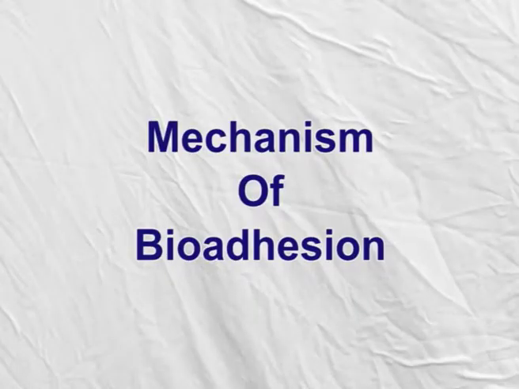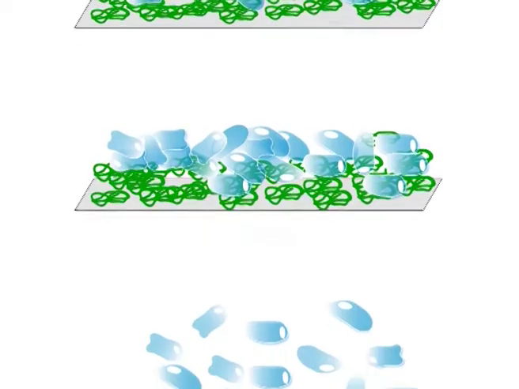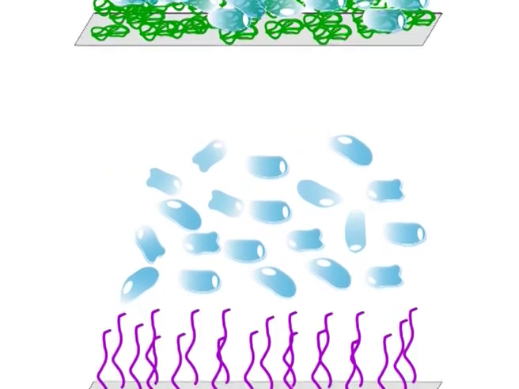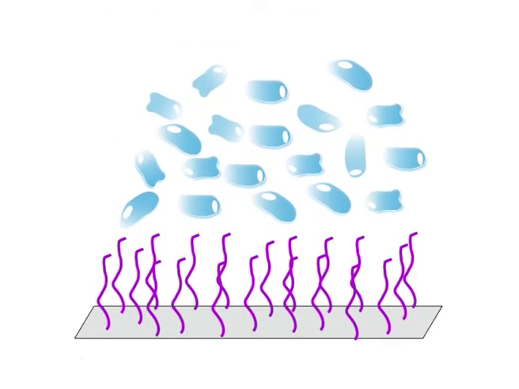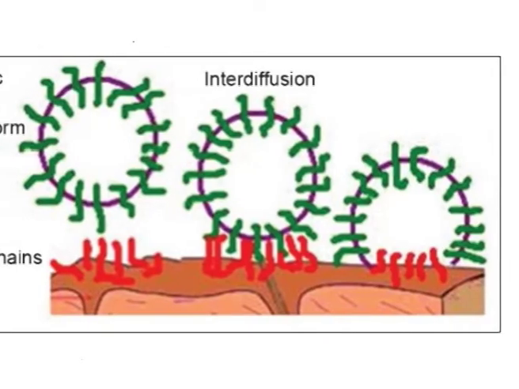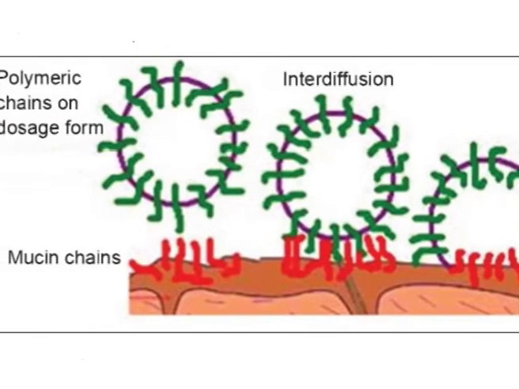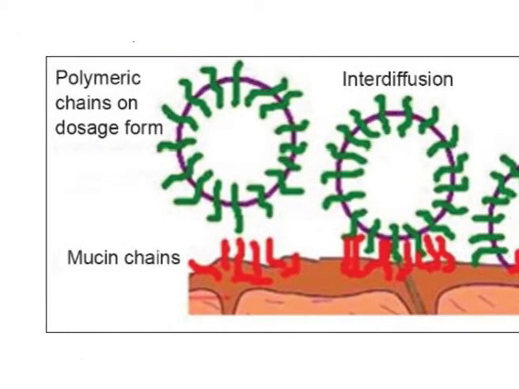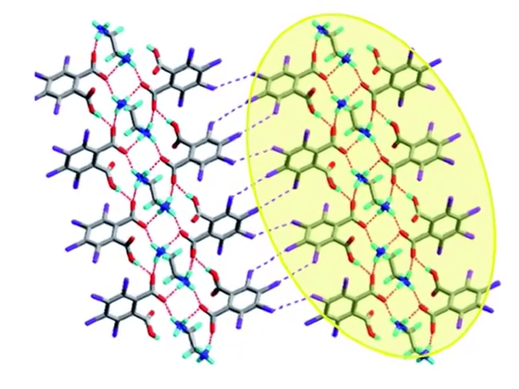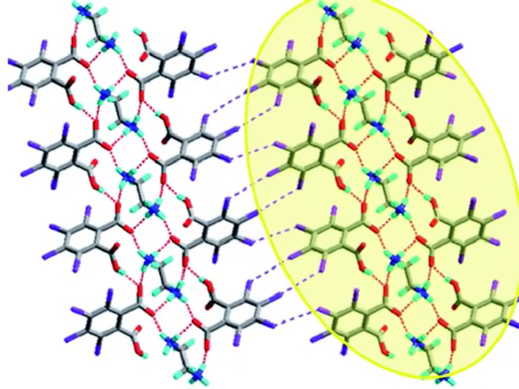Now come to another important aspect, that is the mechanism of bioadhesion. There are 3 steps involved in the formation of bioadhesive bonds with the mucous membrane. First one is wetting and swelling of polymers to permit intimate contact with the biological tissue. Second one, interpenetration of bioadhesive polymer chains and entanglement of polymer and mucin chains. And third one, formation of weak chemical bonds between the entangled chains.